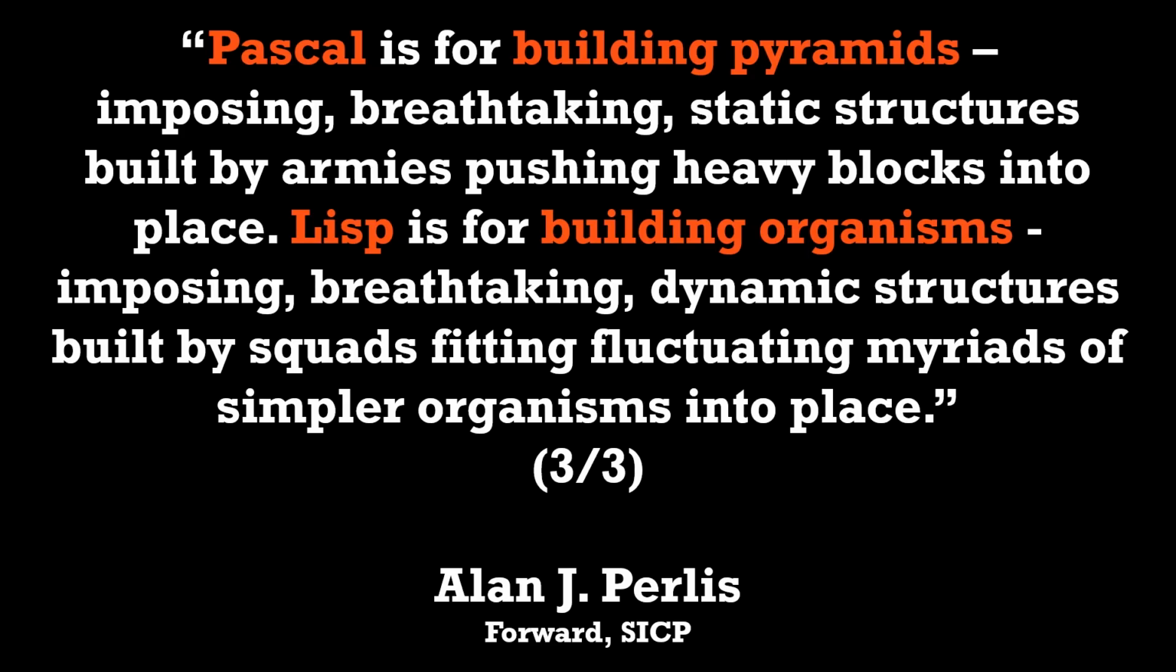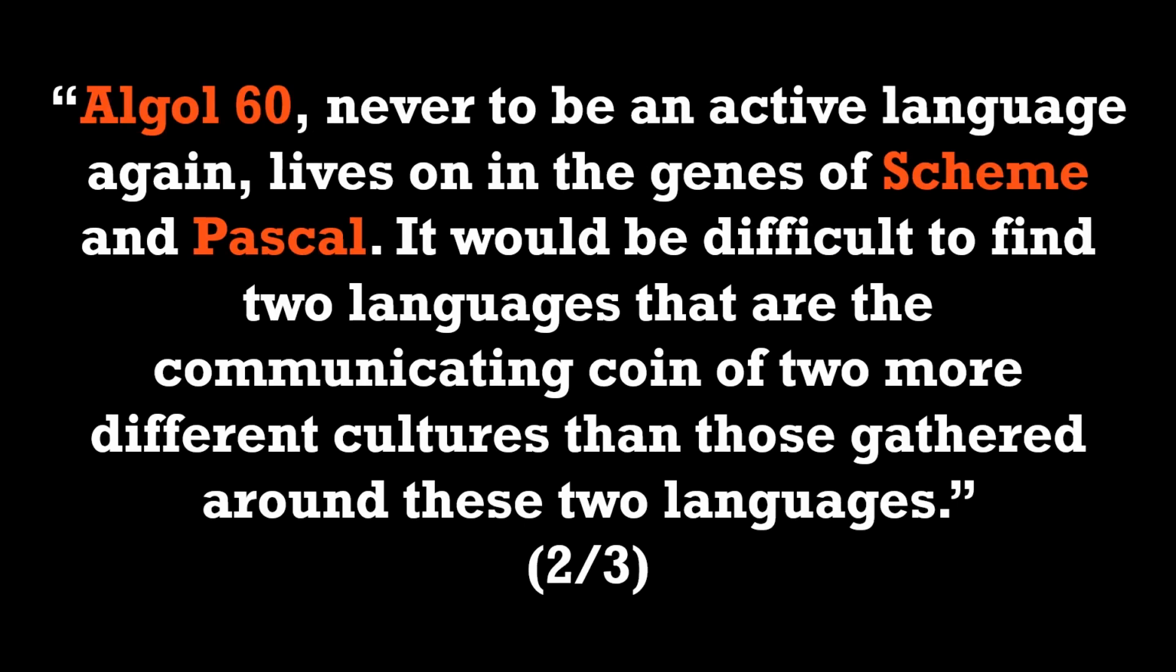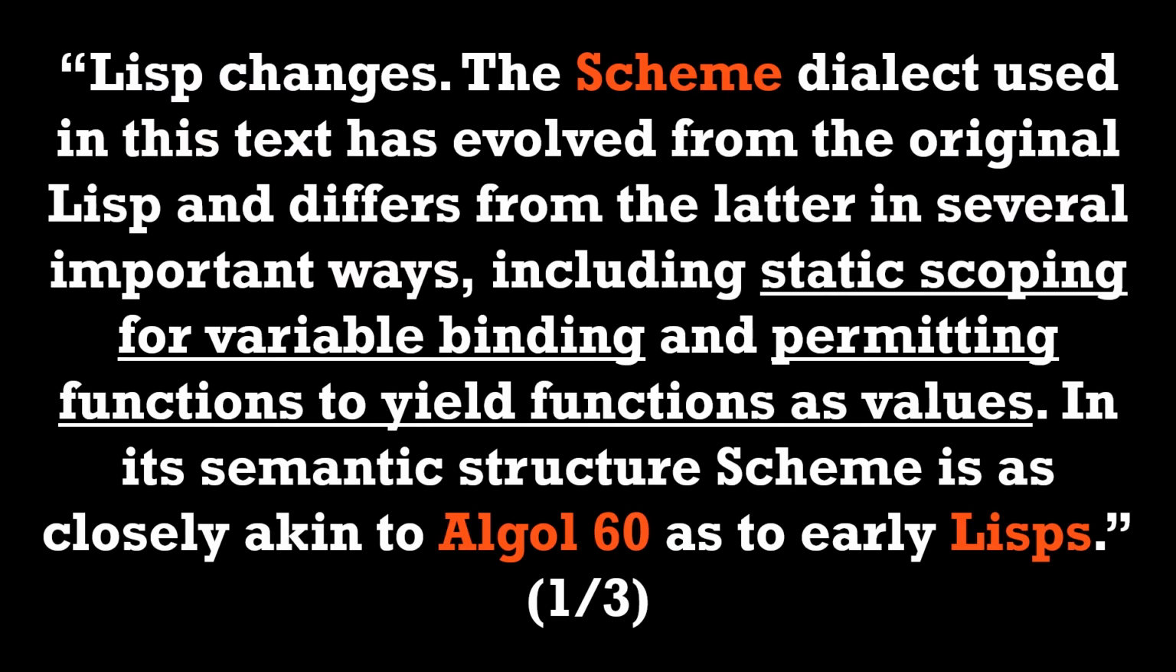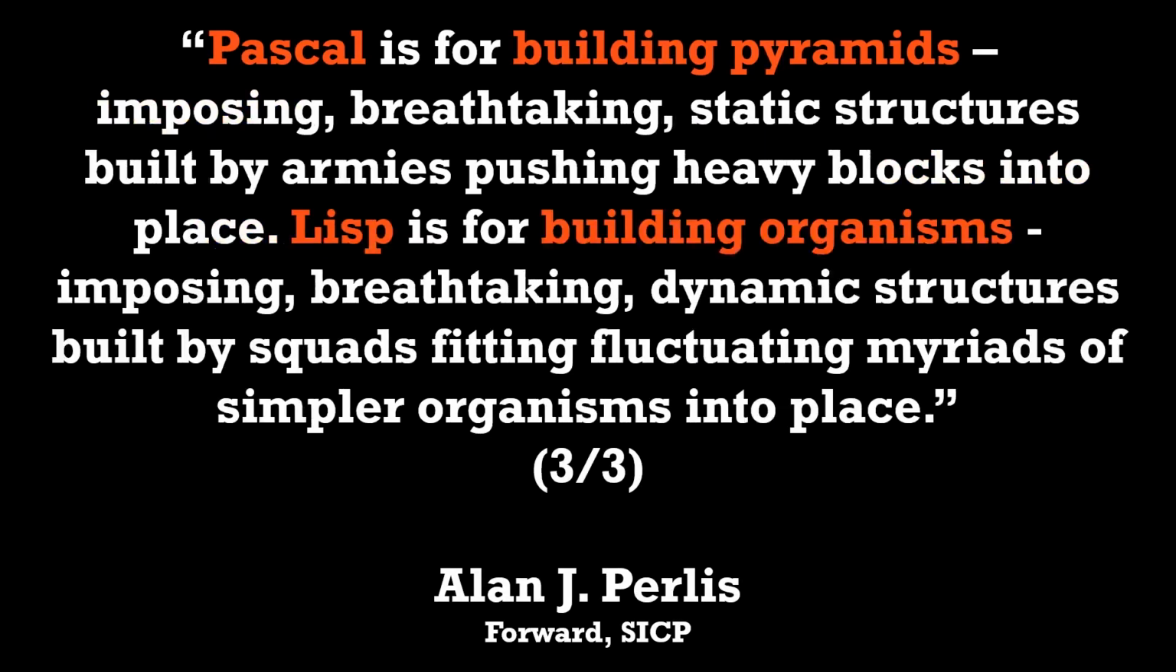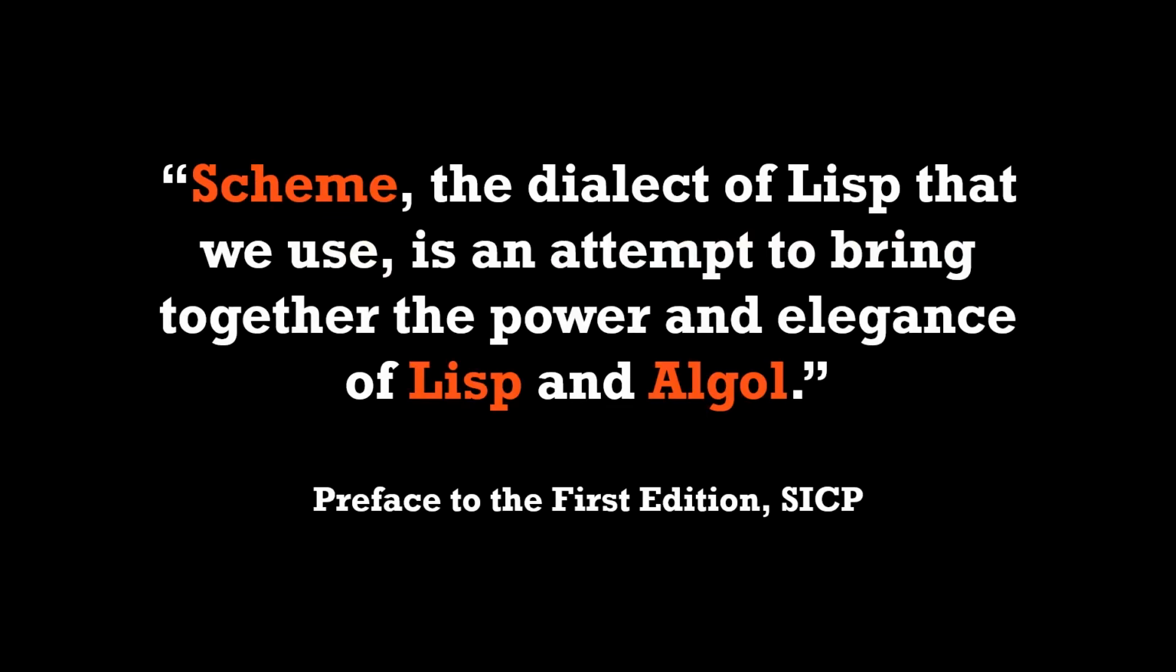So you can see why Perlis is, his paper on APL is one of my favorites. He has a way with words, and this is just beautiful. So it points out that not only is Scheme a descendant of Lisp, but you can consider it a descendant of Algol as well. And he sort of compares both Pascal and Lisp to each other in terms of these metaphors of building pyramids and organisms, which I think is just beautiful.